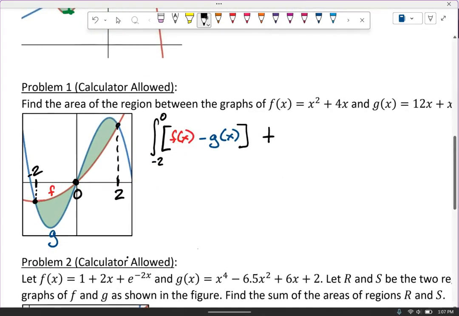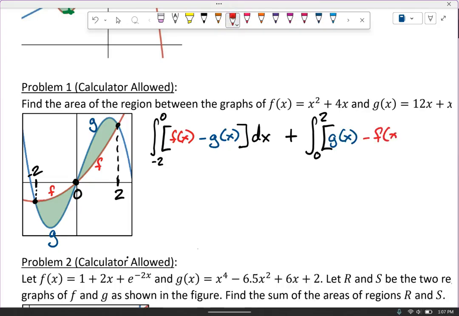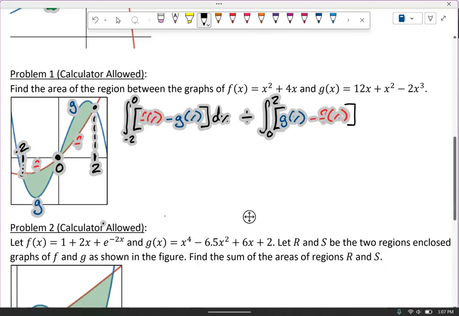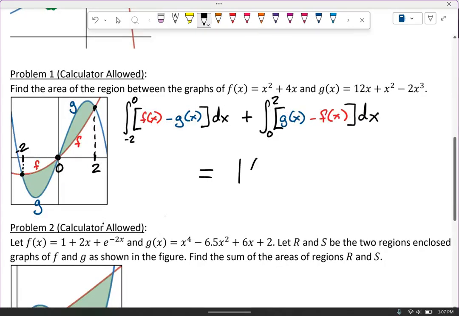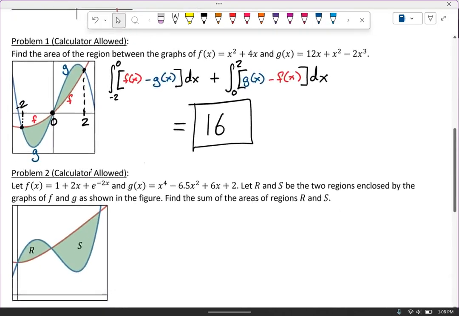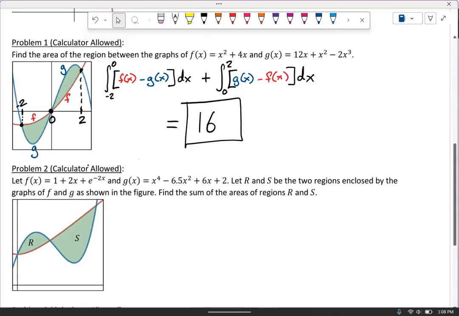What is my second integral? Oh, I forgot my dx. dx. What's the second integral, guys? 0 to 2. What is my top on the second portion? G. What's the bottom? F. So that's going to be g of x minus f of x. All right, what did you guys get for the area? It was a nice whole number. What do we get? 16, not -16, +16. Any questions on problem number 1?